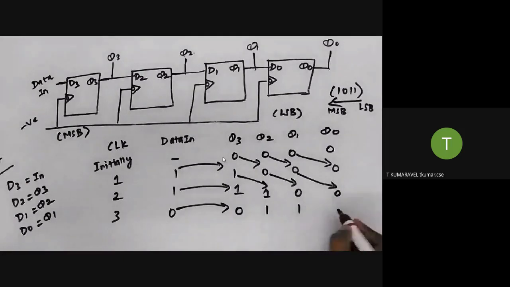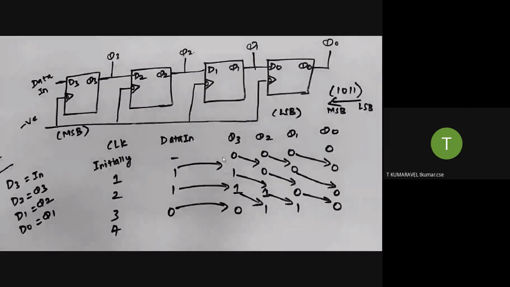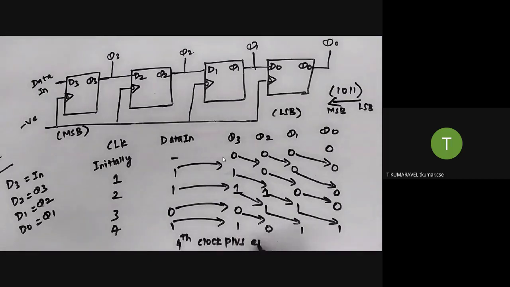What about the fourth one? I am providing the last value, which is a 1. This is forwarded here, and here, giving 0, 1, 1. So at the end of the fourth clock pulse, we complete the operation and store the data successfully. We can take the parallel output.